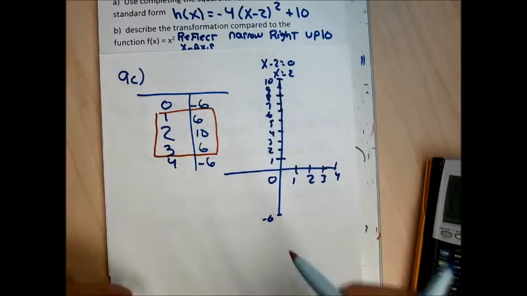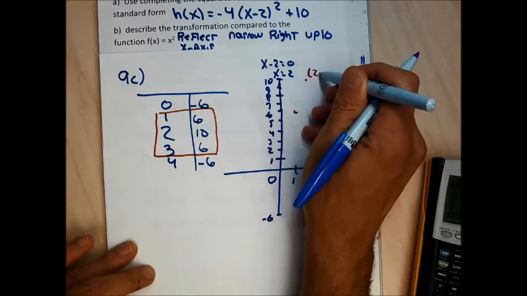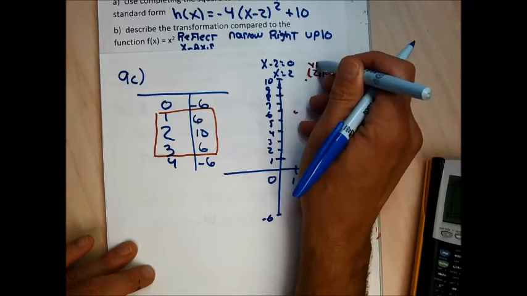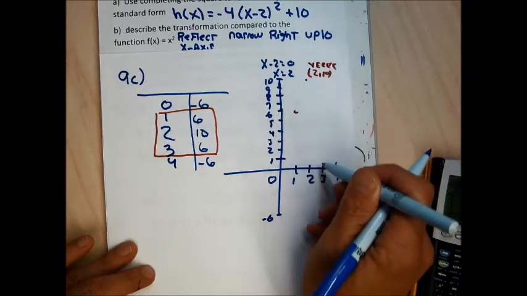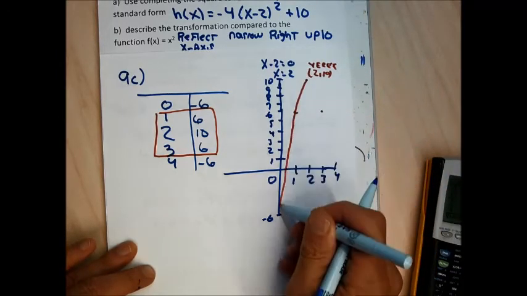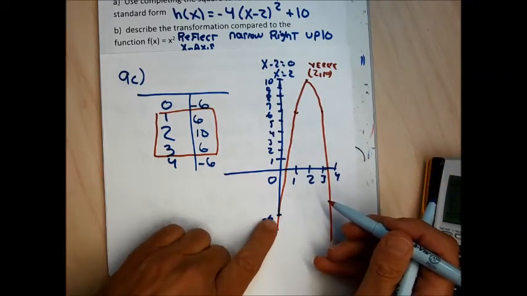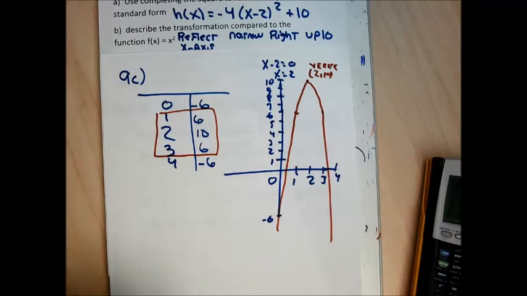So plotting the point 1, 6, 2, 10, which is the vertex, and 3, 6. And then I make it just a parabola. Technically, it's supposed to go through the point 0, negative 6, so I kind of snuck that in. There's 9c. How many problems do we have left? 1, 2, 3. Oh, there's only 3 problems left, so I'll squeeze it into this video, even though we're at 45 minutes already.